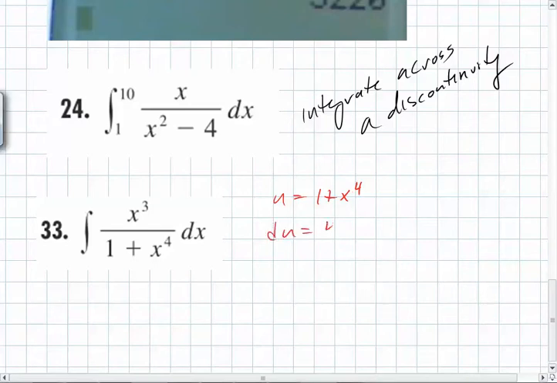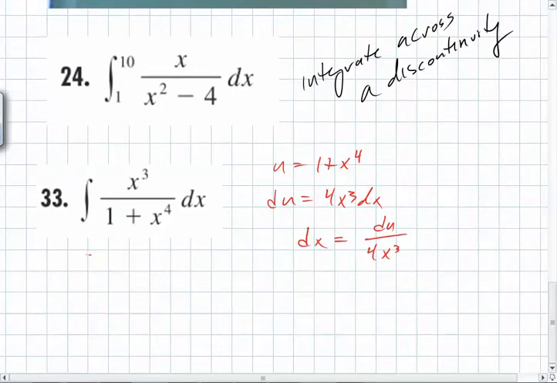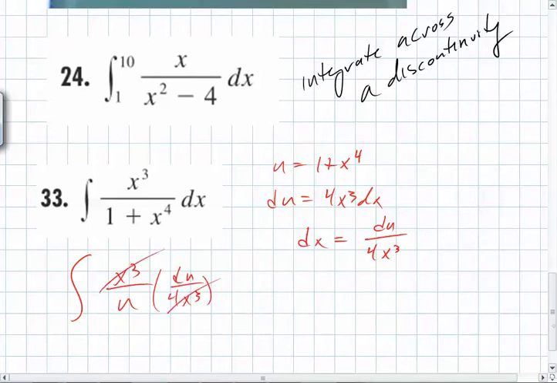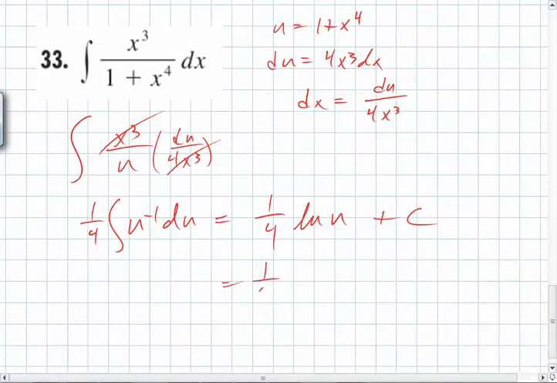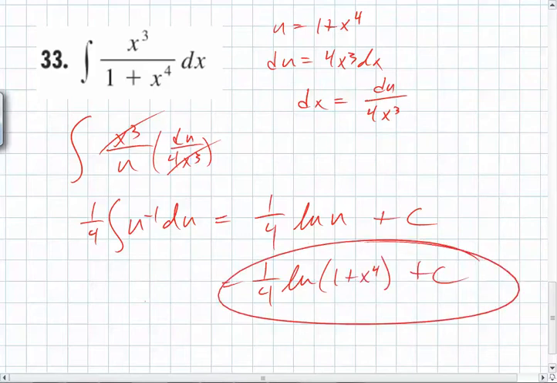So du is equal to 4x cubed dx. So dx is equal to du over 4x cubed, and this substitutes really nicely. Get x cubed over u times du over 4x cubed. So what cancels? It's gone. So you end up with 1/4 the integral of u to the -1 du. What's the integral of u to the -1? 1/4 ln u plus c. What is u? 1/4 ln of 1 plus x to the 4th plus c. So it works out really nicely. You'll get good at recognizing it.